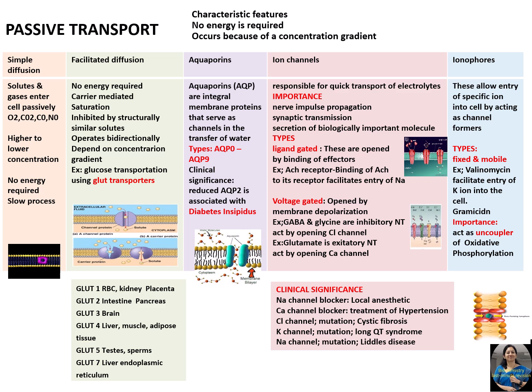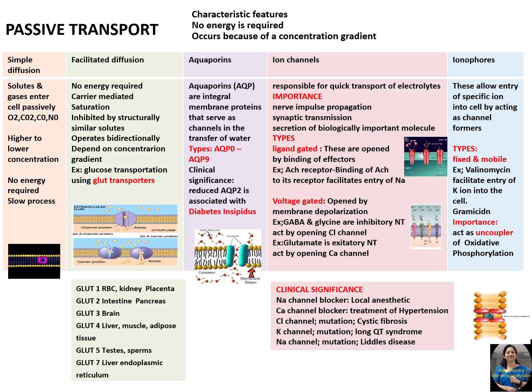so that the action potential propagates further, and the receptors facilitate the entry of sodium into the postsynaptic terminal, bringing about depolarization. Next is the voltage gated, which are opened by membrane depolarization. The examples include GABA and glycine. They open chloride channels and act as inhibitory neurotransmitters, whereas glutamate opens a calcium channel and acts as an excitatory neurotransmitter.